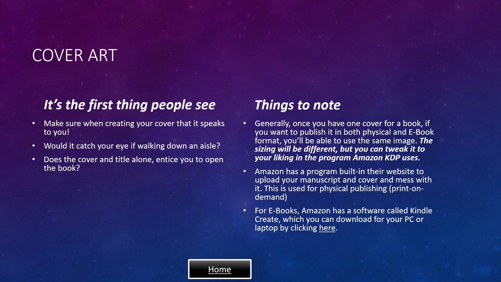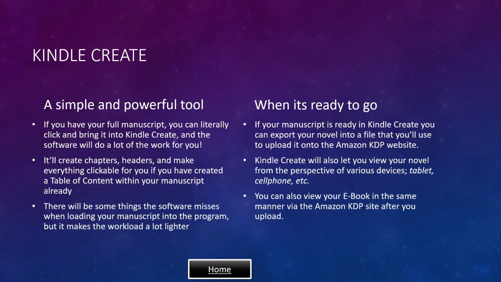For ebooks, Amazon has a software called Kindle Create, which you can download for your PC or laptop by clicking here. You can also download it by Googling Kindle Create download on the search bar. Kindle Create, a simple and powerful tool. If you have your full manuscript, you can literally click and search for your document and import it into the Kindle Create app, and the software will do all the work for you.